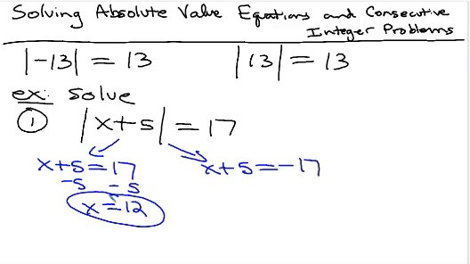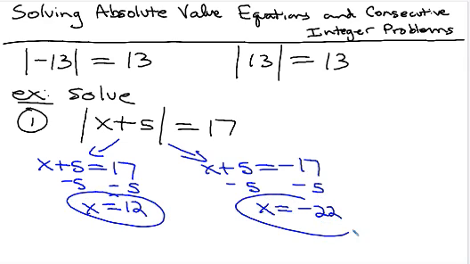I solve the other one. Subtract 5, x equals negative 22 is the other answer. And all you have to do is just mentally check these, and you see that they make sense. If I put a 12 in here, isn't 12 plus 5 17? And the absolute value of 17 is 17. What if I put in negative 22? Well, negative 22 plus 5 is negative 17, and the absolute value of negative 17 is 17. So both of these answers check out.